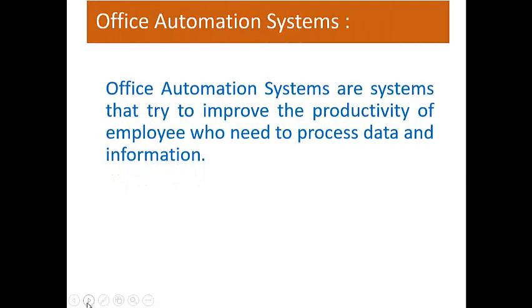Office automation systems are systems that try to improve the productivity of employees who need to process data and information. Actually, nowadays this office automation system is being applied in many organizations. If you look at some organizations around the world, you find no paperwork, everything done electronically, and this will improve productivity. At the same time, it will help a lot in saving money.